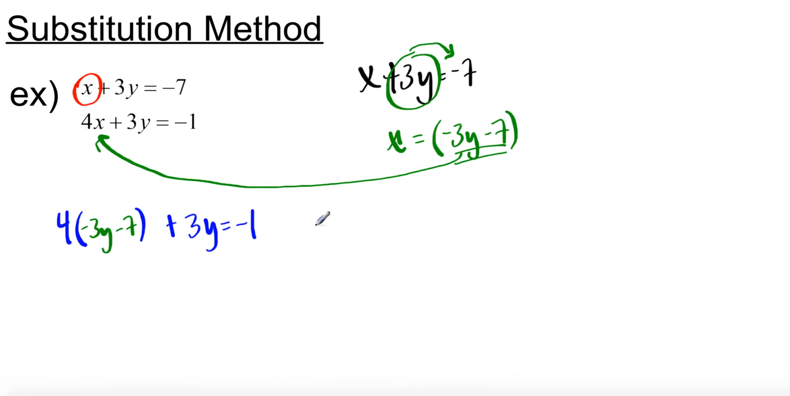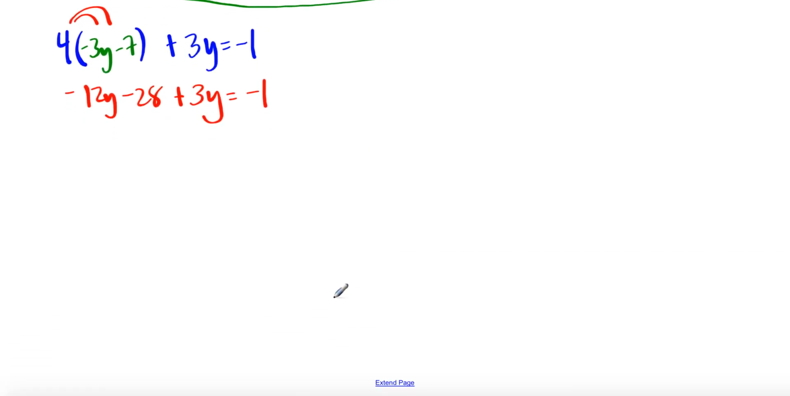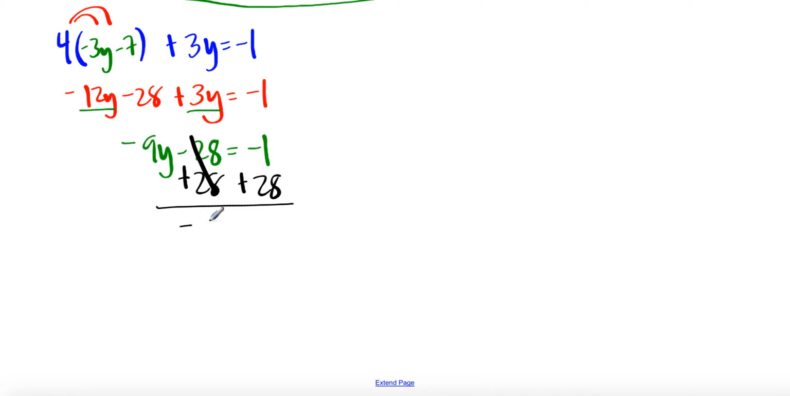You're done. You're at least done substituting. Now we have to solve. So we need to distribute. This gives me negative 12y minus 28 plus 3y equals negative 1. We're going to combine our like terms. So negative 12y plus 3y is negative 9y, minus 28 equals negative 1. Simply add 28 to both sides. The 28's cancel. Negative 9y is equal to 27. Divide by negative 9 on both sides, and we get y is equal to negative 3.